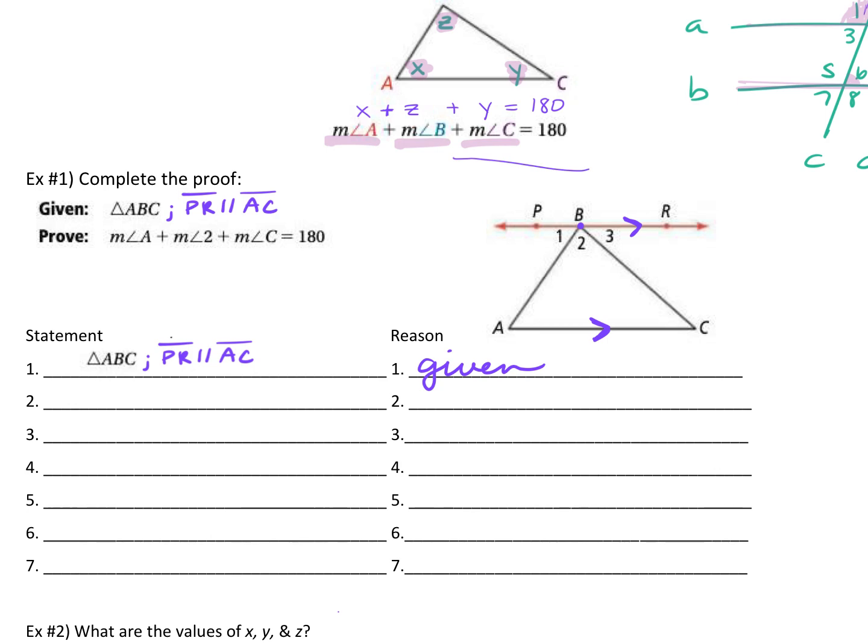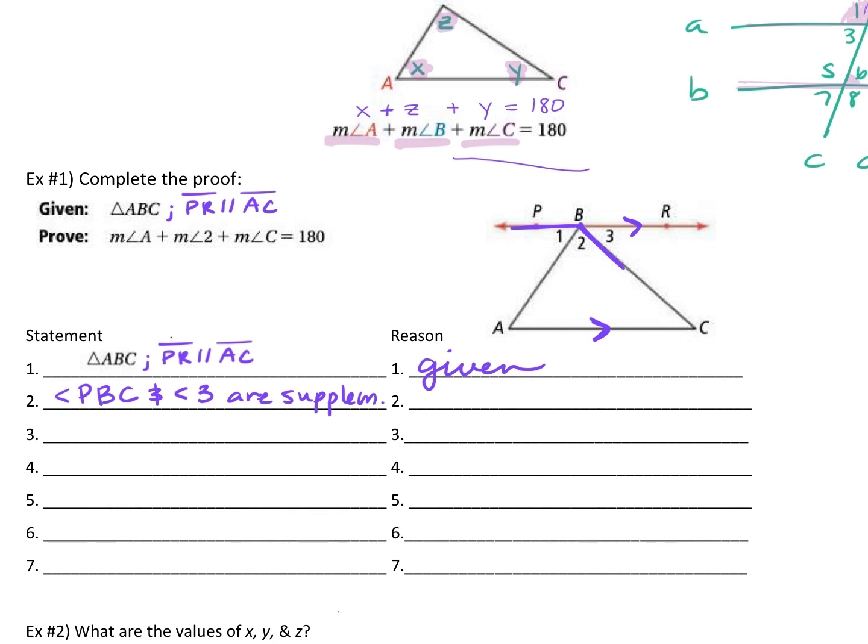now this one seems a little silly. I'm going to say angle PBC, okay? So this angle right here, PBC, and angle 3 are supplementary. Do you know why I didn't say 1 and 2 and 3 are supplementary? Because you have 3 angles.